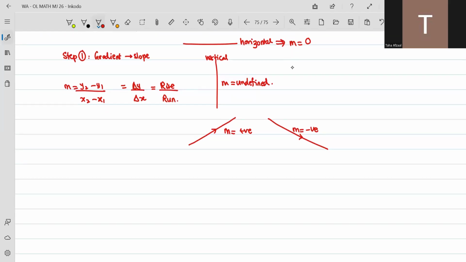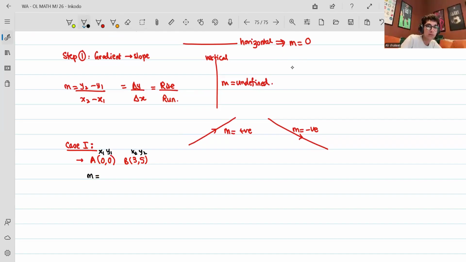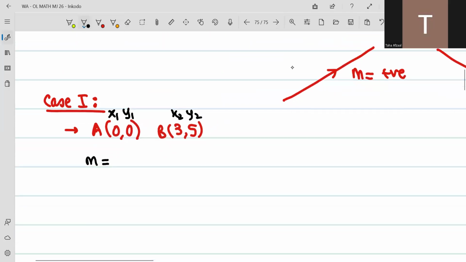Now, the first variety, let's call that case 1. Let's find the gradient for two endpoints. So A is (0, 0) and B is (3, 5). I want you to find the gradient of the line. How do you find the gradient of the line? The formula is y2 minus y1 upon x2 minus x1.